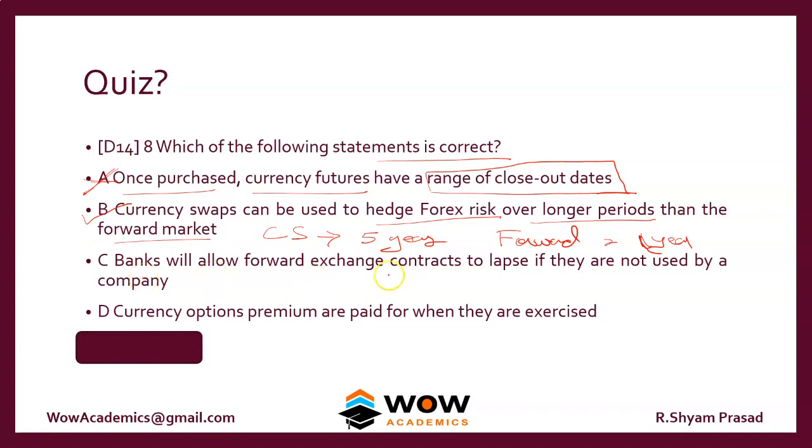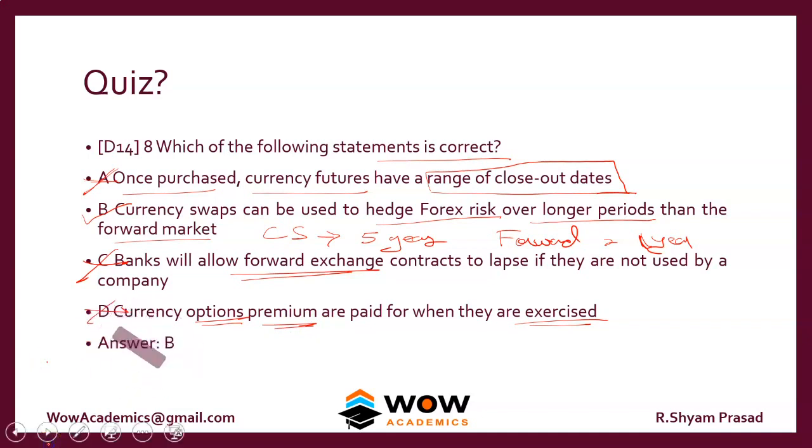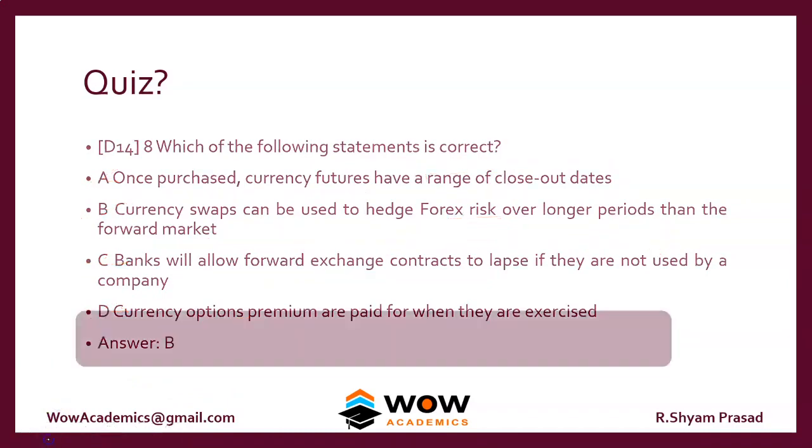Banks will allow forward exchange contracts to lapse if they are not used by a company. No, a forward contract cannot be lapsed, it has to be honored. So this is wrong. Currency option premiums are paid for when they are exercised. It's not when you exercise it. When you buy an option, you have to pay the premium. So this is wrong. So option B is the right one. We'll move on to the next.